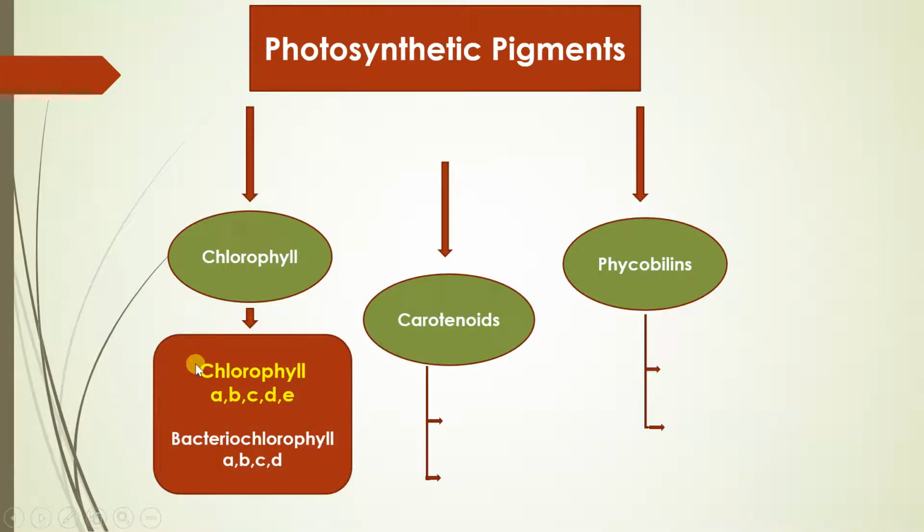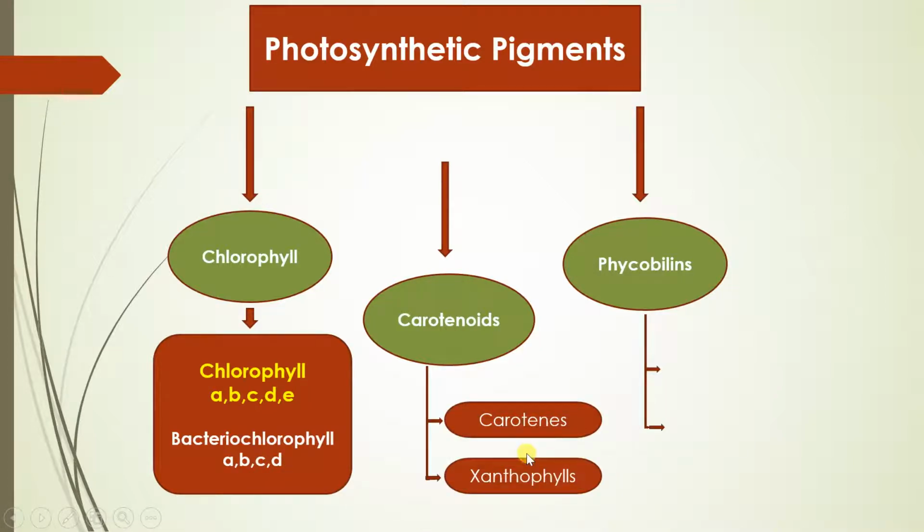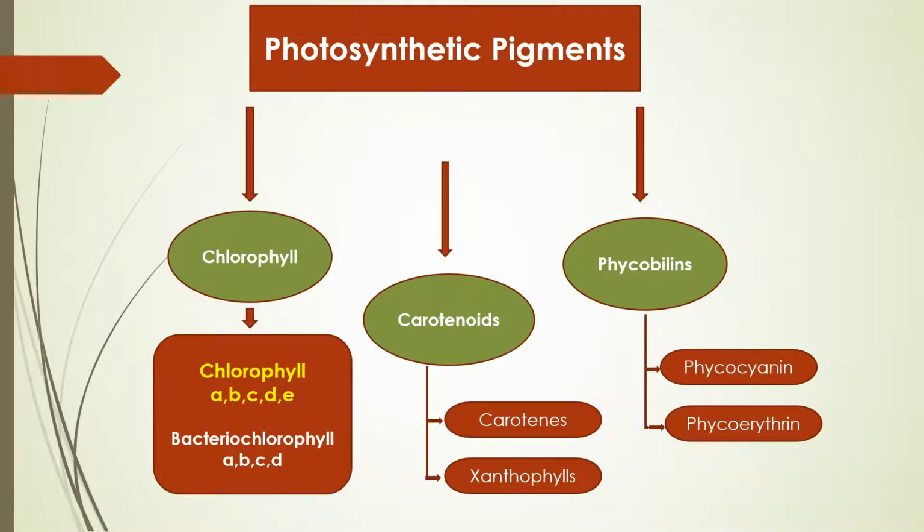Chlorophylls are of different types: chlorophyll A, B, C, D, and E, and the bacterial variant bacteriochlorophyll A, B, C, and D. Carotenoids include orange colored carotenes and yellow colored xanthophylls. Phycobilins are of two categories: blue colored phycocyanins and red colored phycoerythrin.